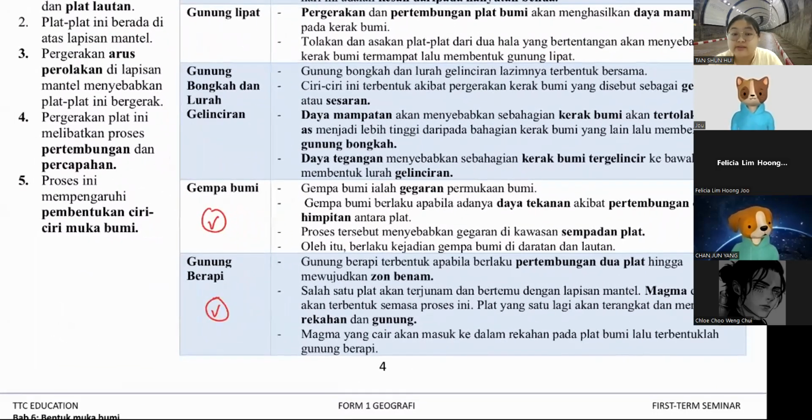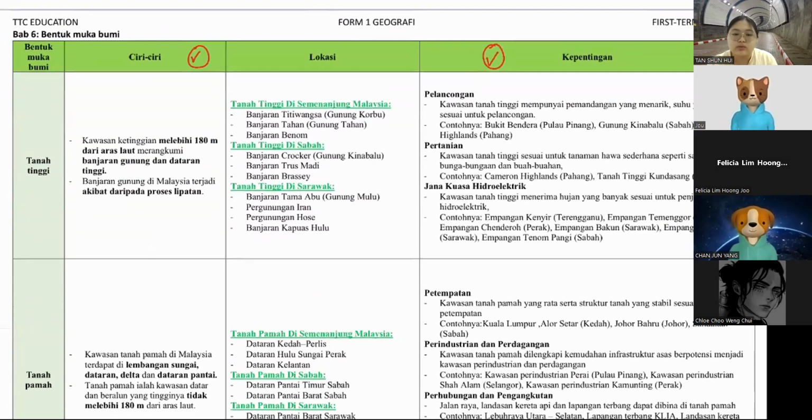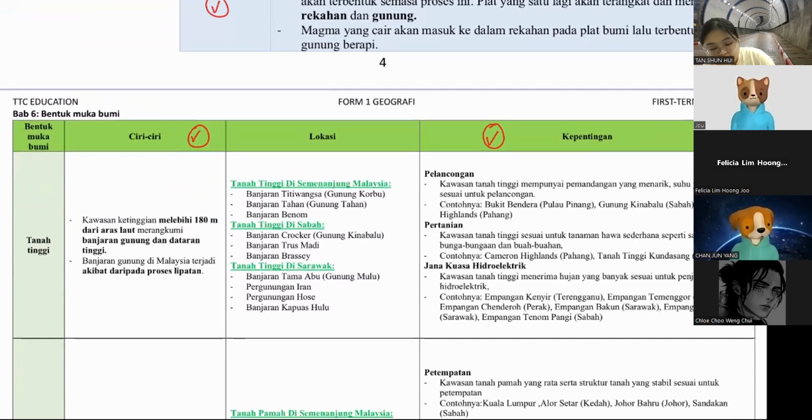Now, for chapter 6, for those who have chapter 6. If your teacher tell you chapter 6 is gonna come out in bahagian C, then prioritize study about kepentingan and ciri-ciri. Lokasi maybe in bahagian B or bahagian A. All right, just tell you about where to study. So you can try out the leftover questions.